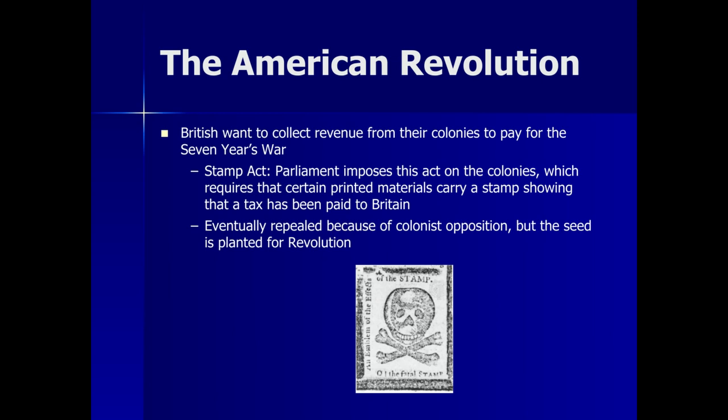One of the first taxes that they're going to impose is something known as the Stamp Act. The Stamp Act is where Parliament imposed this act on the colonies, which required that printed materials carry a stamp showing that a tax has been paid to Britain. This is going to outrage the colonists because naturally everybody buys newspapers and all these different things, and the colonists are not going to want to pay it. Eventually, Britain realizes that they're having an issue with this, and they're going to repeal it because of the colonists' opposition. But the seed is already planted for revolution because of the Stamp Act.